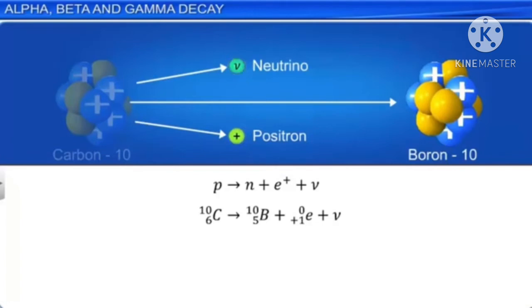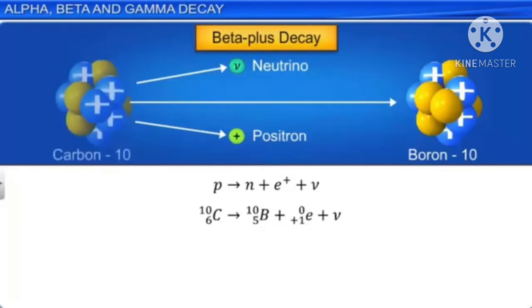In a beta plus decay, the atomic number of the daughter nucleus is 1 less than the atomic number of the parent nucleus, with their mass numbers being the same. In beta plus decay, a proton transforms into a neutron inside the nucleus. Along with this transformation, a positron and a neutrino are also emitted.